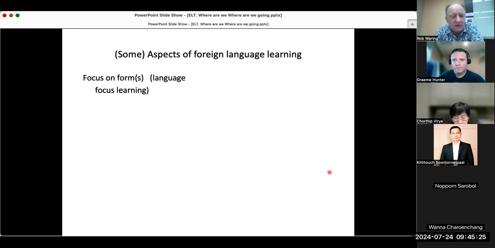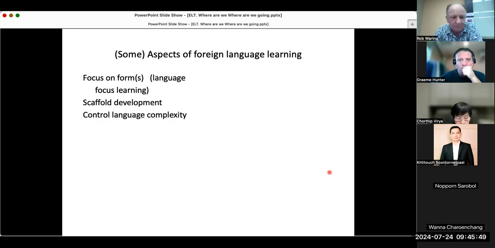The first thing is we need to make sure we focus on the forms. We need some language-focused learning. The students need to learn the grammar and vocabulary. That's obvious. We need to make sure that the development of the language that we teach is scaffolded. We have to build on previous learning. We can't adopt a random approach. We can't just go scattergun picking anything that we wish. We have to scaffold that development.